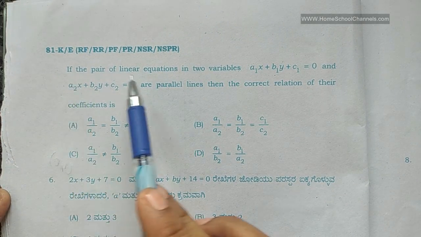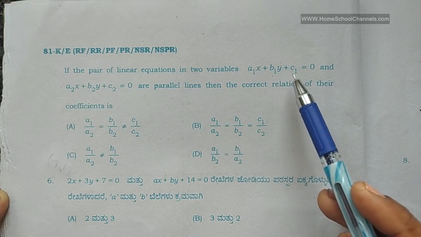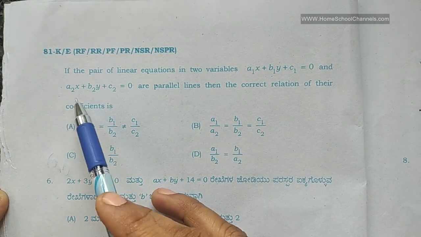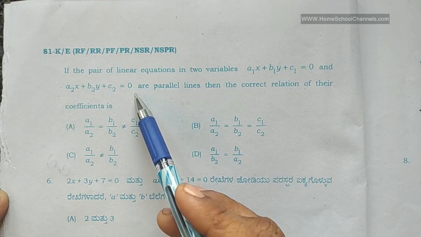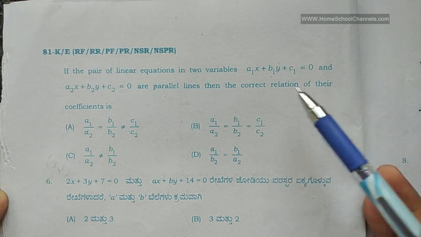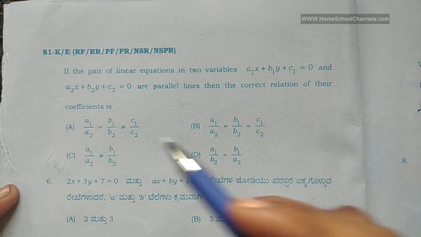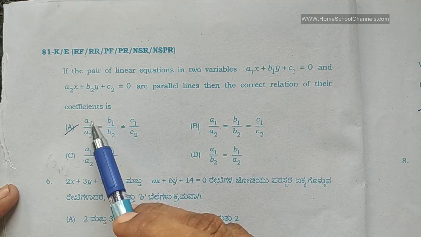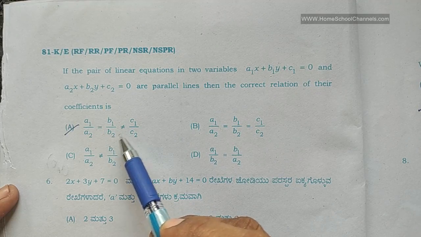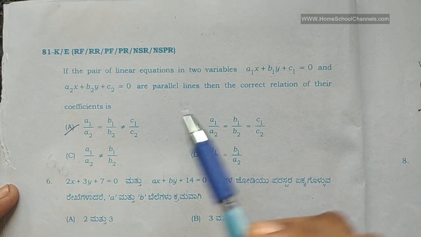Fifth one, if the pair of linear equations in two variables a1x plus b1y plus c1 equal to 0 and a2x plus b2y plus c2 equal to 0 are parallel lines, then the correct relation of their coefficients is. If they are parallel, directly you can say a1 by a2 is equal to b1 by b2 is not equal to c1 by c2. Option A is right answer.